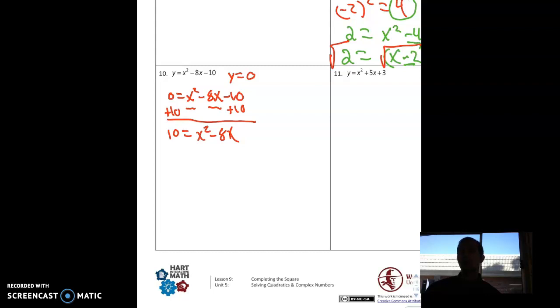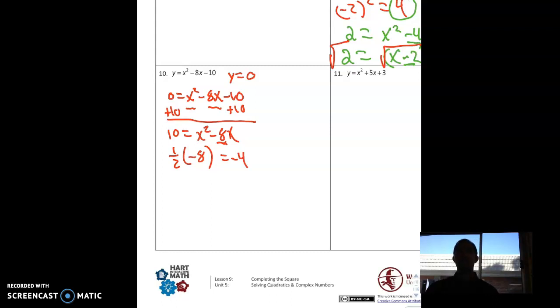Remember, for completing the square, I'm trying to make 2 x's go to 1 x. That's pretty much the goal. In order to complete the square, I need to get the magic number. And in order to get the magic number, the first step is to always take half of the middle number that's in front of the x. So right here, half of negative 8 is negative 4.